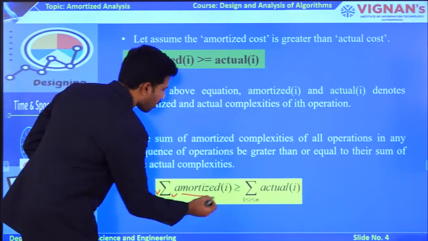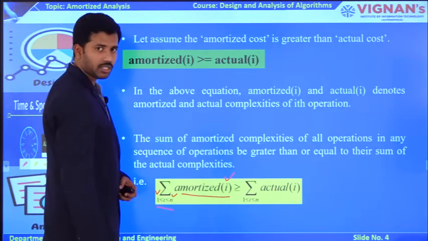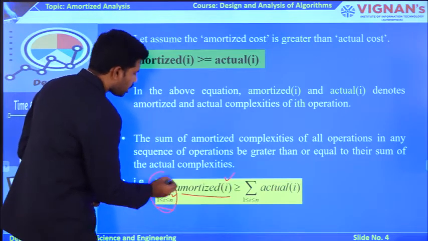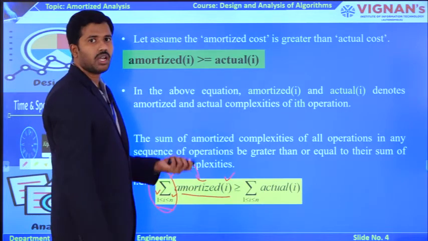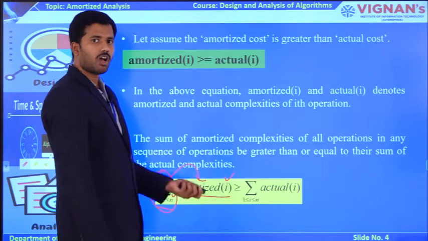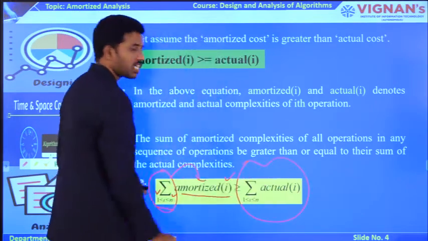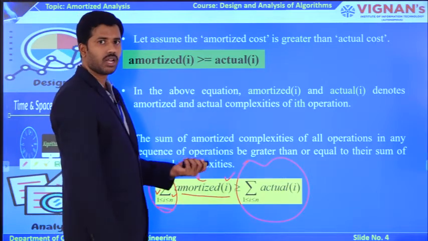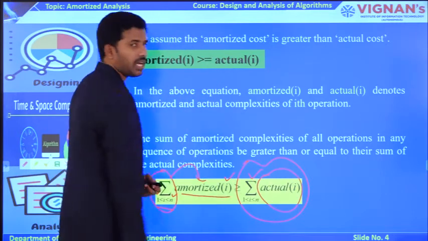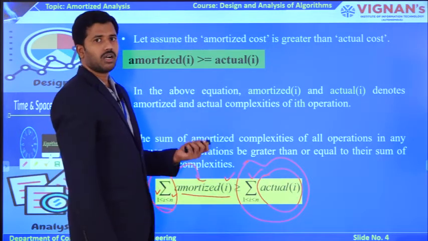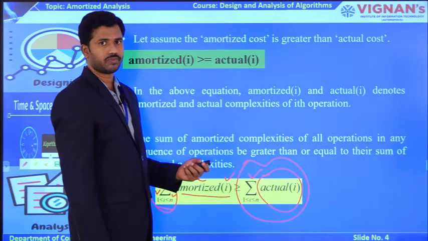So amortized of I defines the amortized cost of the ith operation. That's why I am applying sigma to amortized of I, so that I can get the amortized cost for all the operations available in your algorithm. Likewise for actual cost: actual of I gives the actual cost for the ith operation. If I apply sigma on actual of I, ultimately I can get the actual cost for all the operations available in my algorithm.